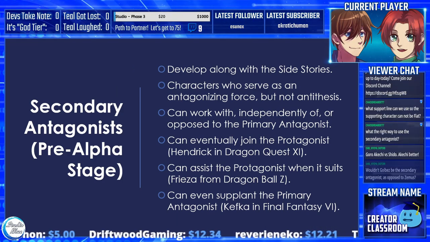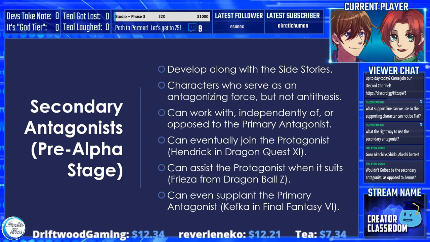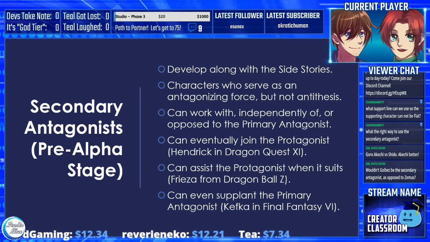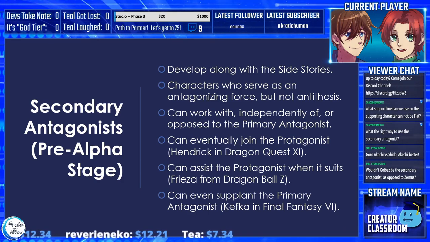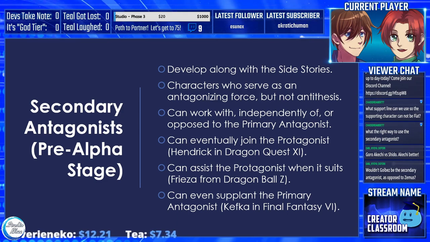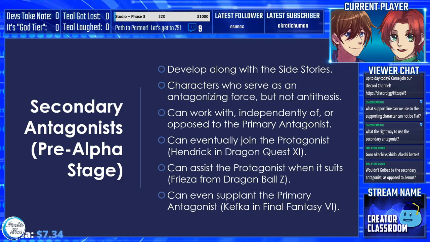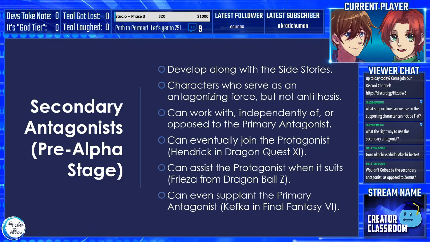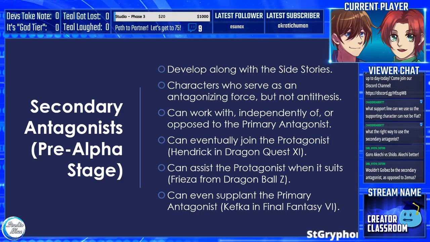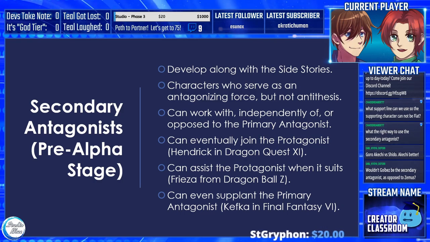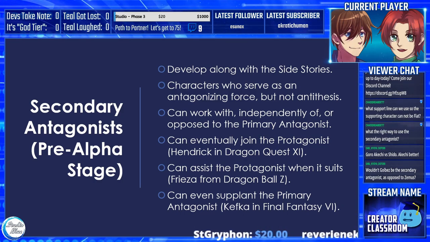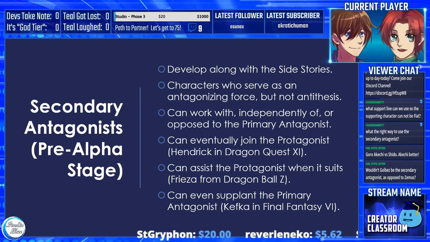I had a good example in the Castlevania anime. The primary antagonist, of course, is Dracula, right? But the secondary antagonists would be his generals underneath him, the guys who create the monsters. That's the secondary antagonist. And they were really good. In fact, where we're at now with the series, they have an amazing story.